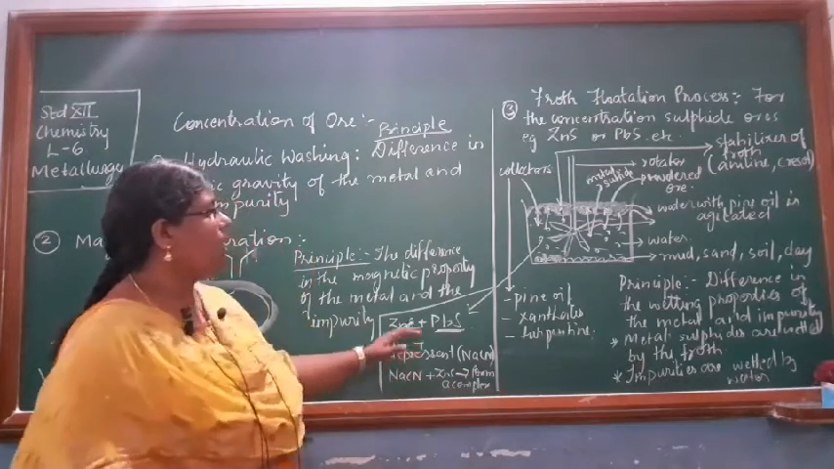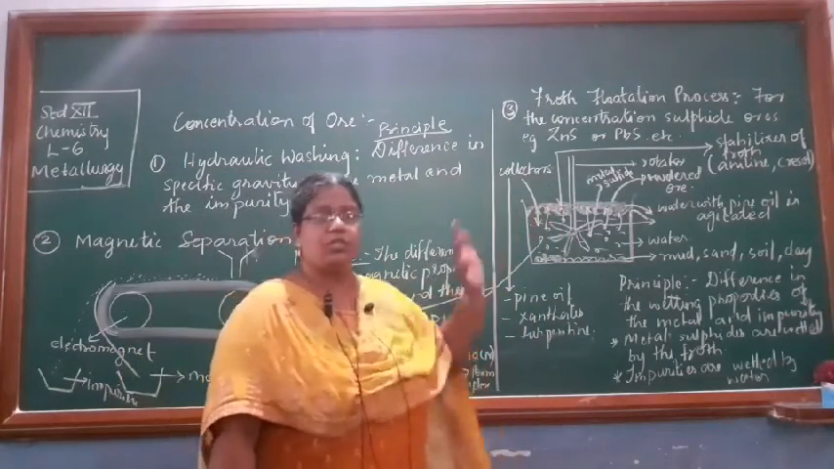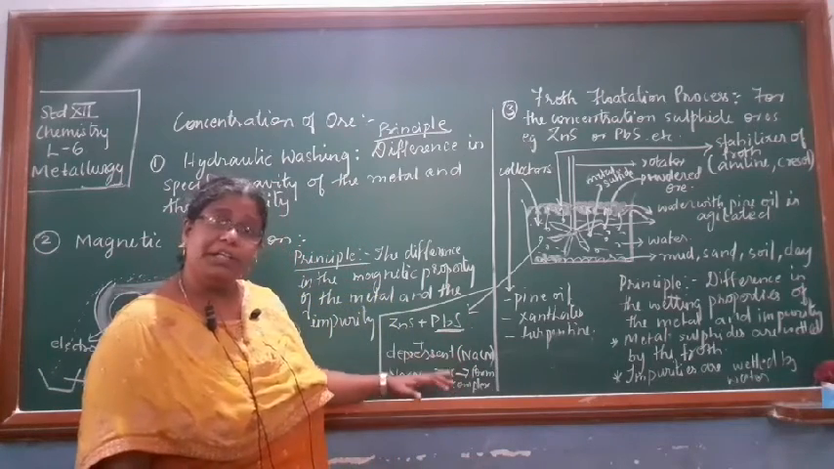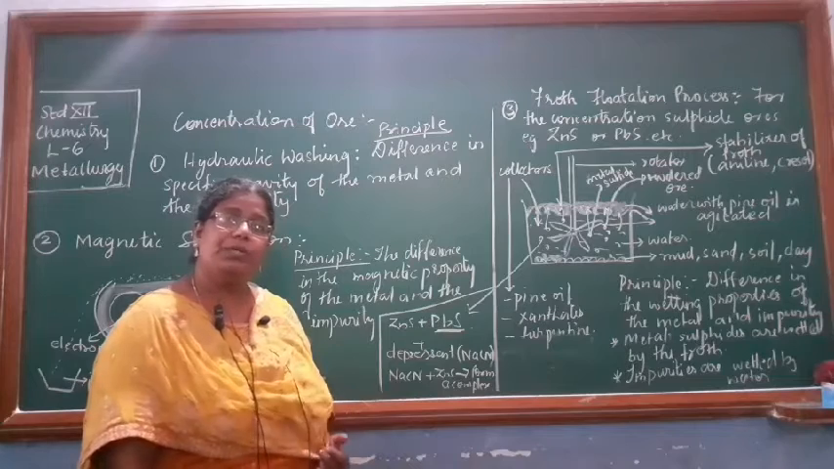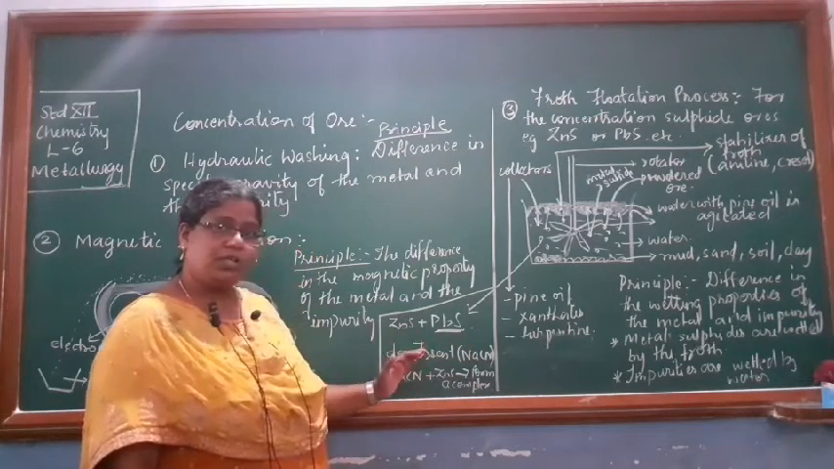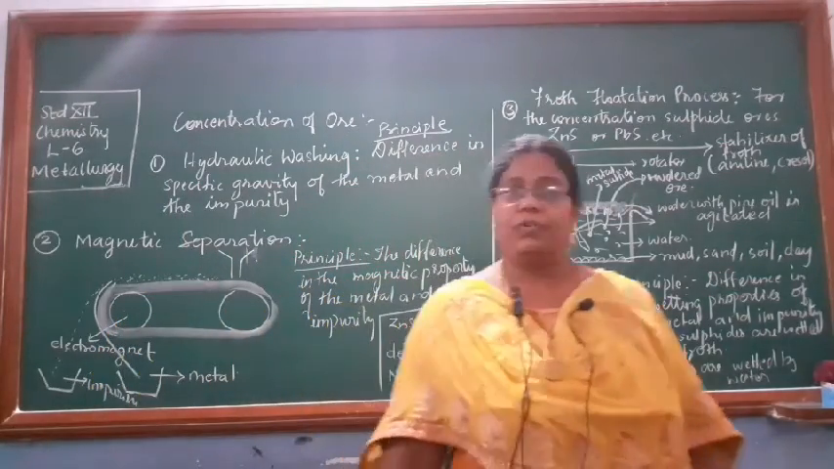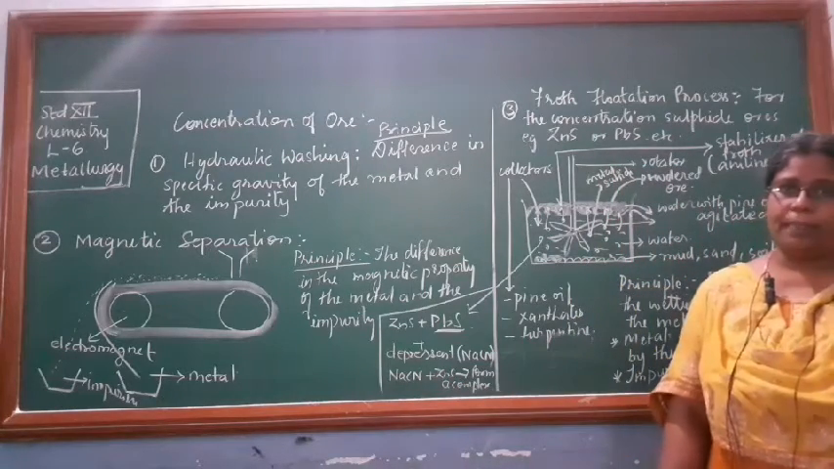And it will not allow the ZnS to stick to the froth. Only PbS will stick to the froth. Okay, so that is called the depressant, and the depressant which you are learning is NaCN, which is sodium cyanide, which depresses or does not allow the ZnS to come into contact with the froth, that is, it makes a complex, gets bonded with it.